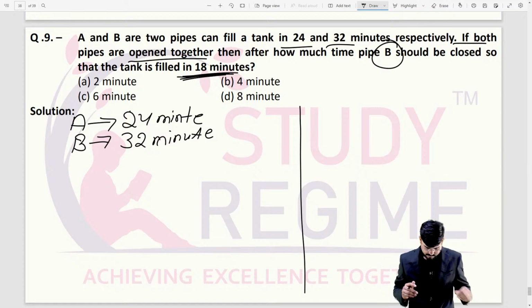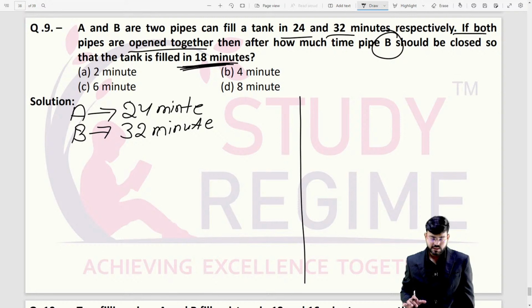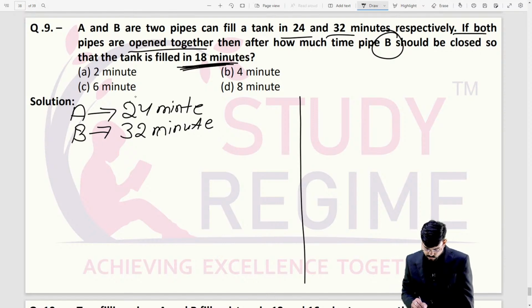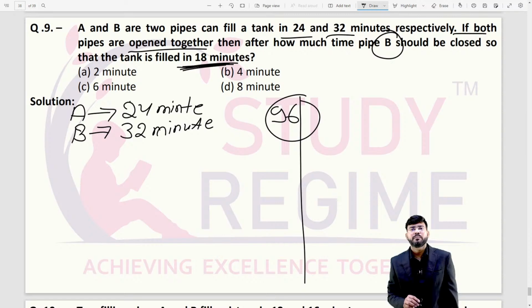So we have to proceed likewise as we were proceeding in time and work. This is a question of pipe and cistern, but the concepts will be the same. So we will take the LCM of 24 and 32, it comes out to be 96. You can try it out. The LCM will be 96.